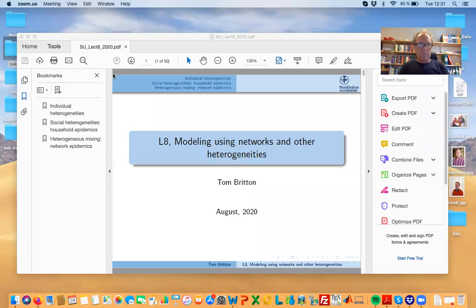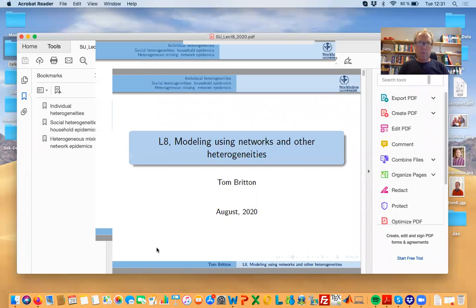So let me start by sharing screen so I don't forget that. Today I will talk about different types of heterogeneities that can be included when you make your models more realistic.